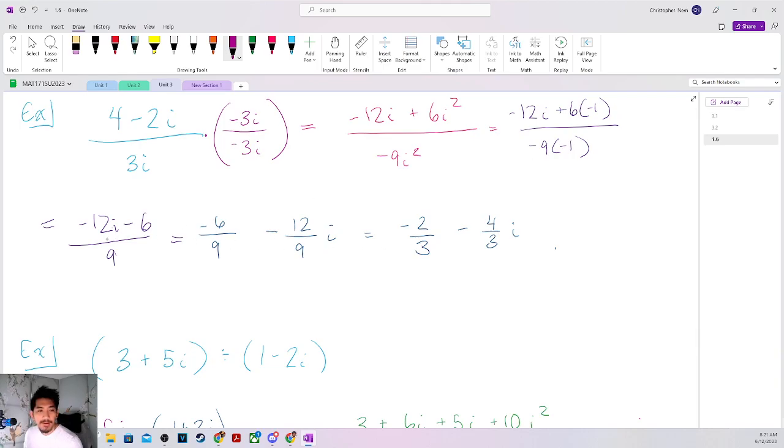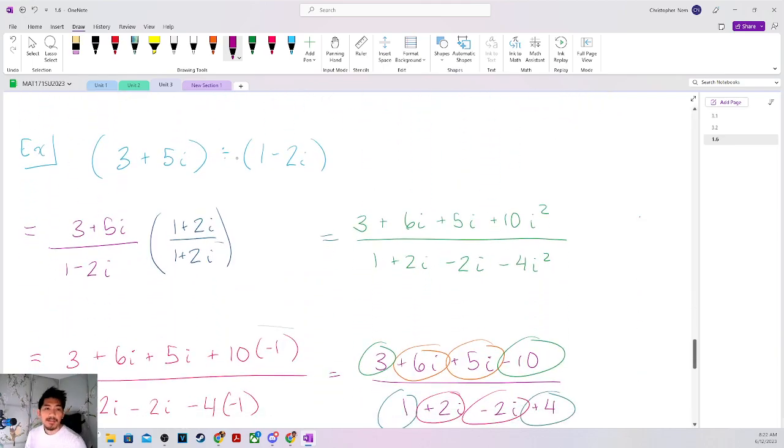And then I rearrange the terms. I put negative 6 first, so negative 6 divided by 9 first. Then I did 12i divided by 9 over here. Okay? Just in case you guys were confused. And I want to separate my real component from my imaginary component every single time. That helps me understand what my number looks like. So let's take this example.